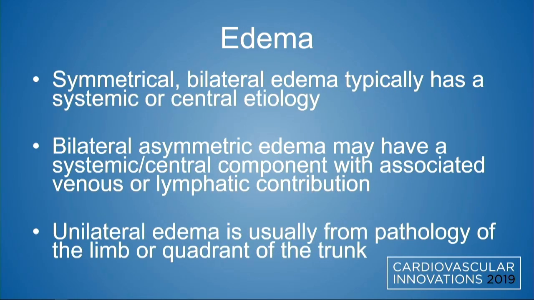So when I approach the patient, I kind of start at the foot of the bed. If it's symmetrical bilateral swelling, I'm thinking systemic or central etiologies. If it's bilateral but asymmetric, I think you have to be aware that you probably have a central or systemic etiology, but you may have, again, an associated lymphatic or venous component that is contributing to that asymmetry. If it's unilateral swelling, that is typically pathology related to one trunk, one limb, or one quadrant of the body.